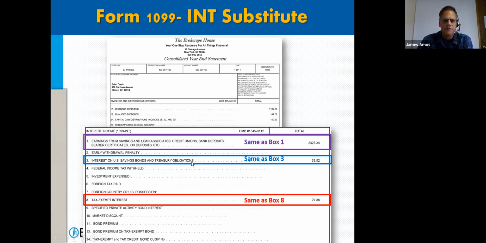Interest on a U.S. savings bond, line 3, is the equivalent of box 3. Line 8 for tax-exempt interest is the equivalent of box 8. That's all they're trying to show you. This is just one kind of substitute statement. If you ever are uncertain, you just take a moment to look at it and you'll quickly realize what they're doing. Now, will you get one of these on the exam? Probably not, but they could potentially ask you if a substitute statement is acceptable. Well, sure it is, as long as it's got the right information on it.